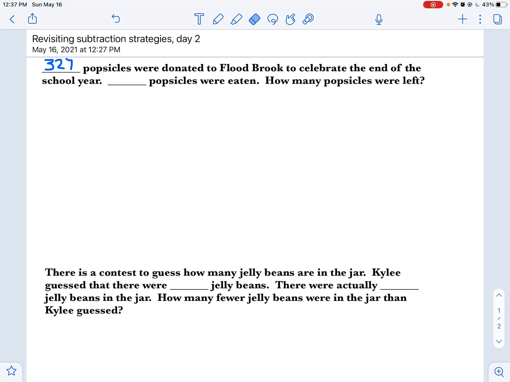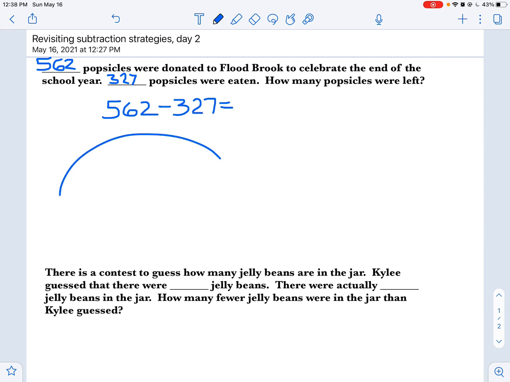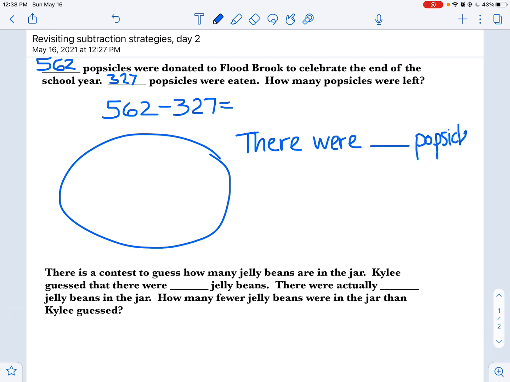I could switch it around and do 562 here and 327 here, right? And then our number sentence would simply be 562 minus 327. You would go ahead and solve. We talked about strategies yesterday, so if you don't remember, go back and revisit that. I'm not going to talk about that today. And then you'll write your statement. How many popsicles were left? There were, however many they end up being, blank popsicles left. Okay? So that's the first type of problem. It's the pretty straightforward one.